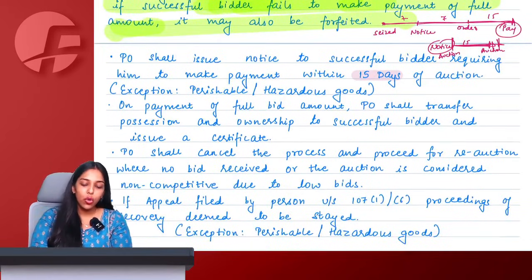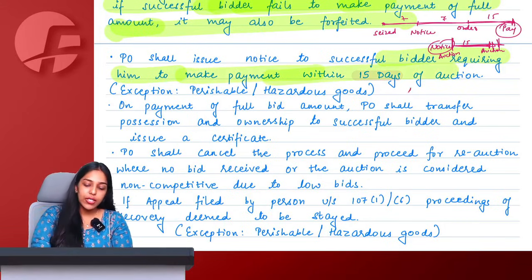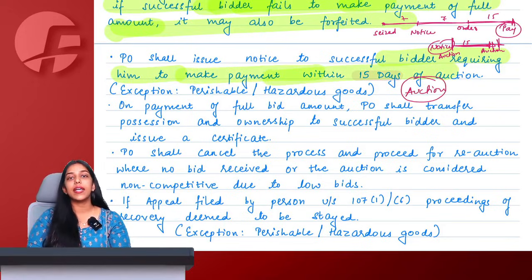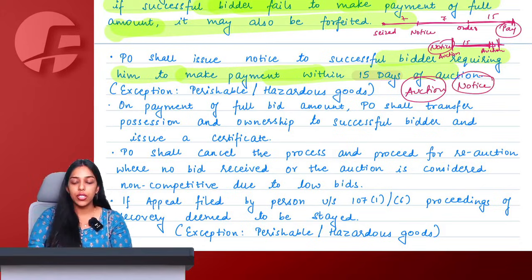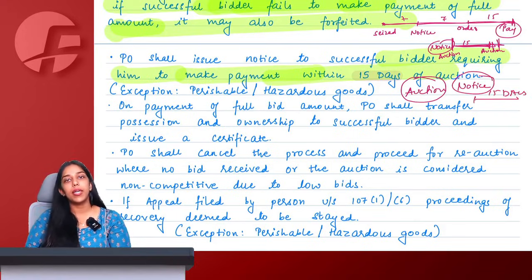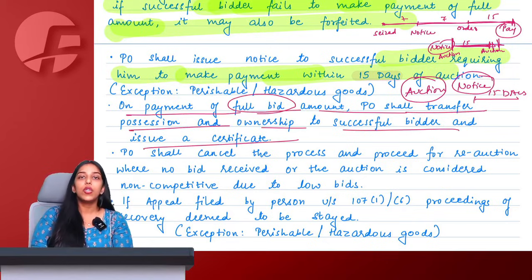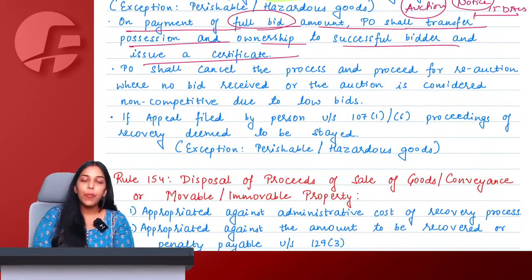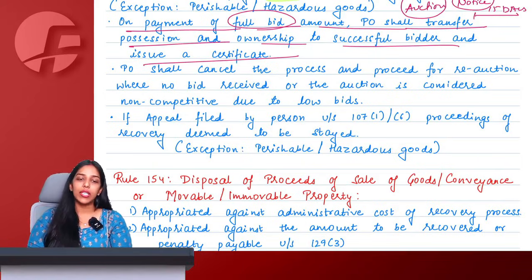Now the proper officer shall issue a notice to the successful bidder requiring him to make payment within 15 days of auction. So today the auction is carried out and let's say Mr. X is declared the successful bidder, the winner of the auction. Then the department will give him a notice that you have won this auction, please pay the amount within 15 days. If this person is not paying the amount, then the pre-bid is going to be forfeited. On payment of the full bid amount, the proper officer shall transfer the possession and ownership to the successful person and issue a certificate. The proper officer shall cancel the process and proceed for re-auction if no bid is received, or if whatever bids they have received are felt not to be competitive, they feel they can get more money, so they can also cancel the auction and redo the entire auction process.